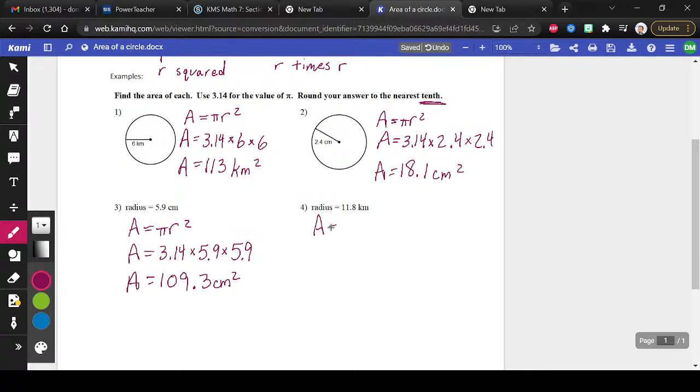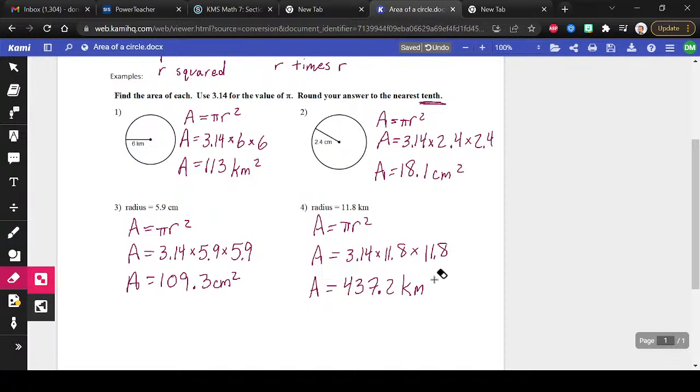The last one, area equals pi times r squared. So that's pi, which is 3.14, times the radius squared. The radius is 11.8 times 11.8, because that's what it means to square a number. So again, we grab the calculator, 3.14 times 11.8 times 11.8. And that gives us 437.2 kilometers squared. And I want to make sure, I don't like the way I wrote it. It needs to be a superscript.